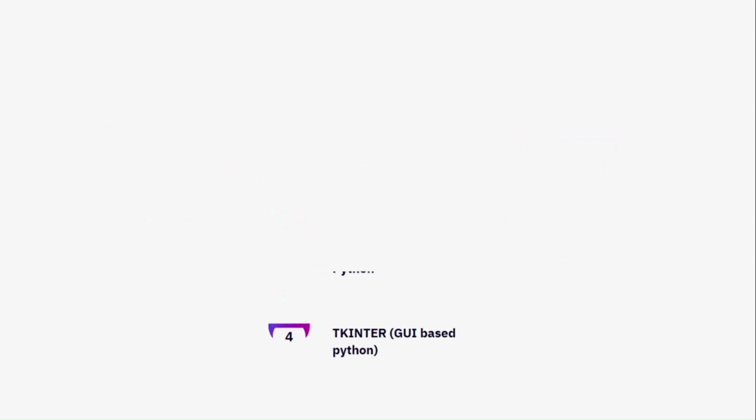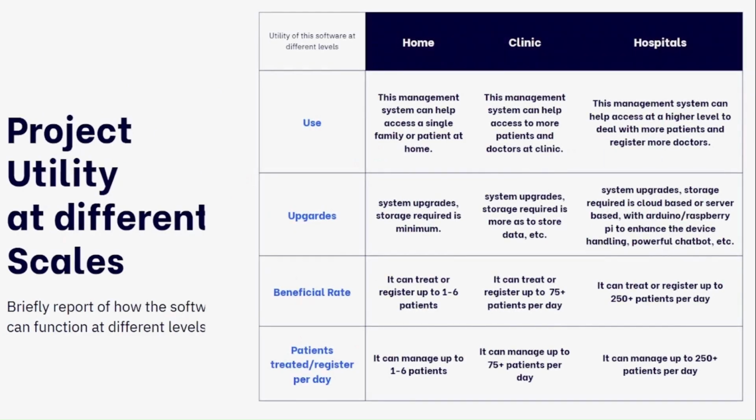Project utility at different scales or levels. This report shows how this software can be used at different levels of work. Firstly, at home, this management system can help a single family or patient, whereas at a clinic, it can help manage more patients and doctors. At hospitals, this management system can work at a higher level to deal with more patients and register more doctors. The upgrade that can be made in the home system is storage. In the clinic, we can go for a storage upgrade as well to store more data. In hospital systems, we can upgrade the storage to a cloud-based server system. And with Arduino and Raspberry Pi, we can enhance the device handling to be powerful.